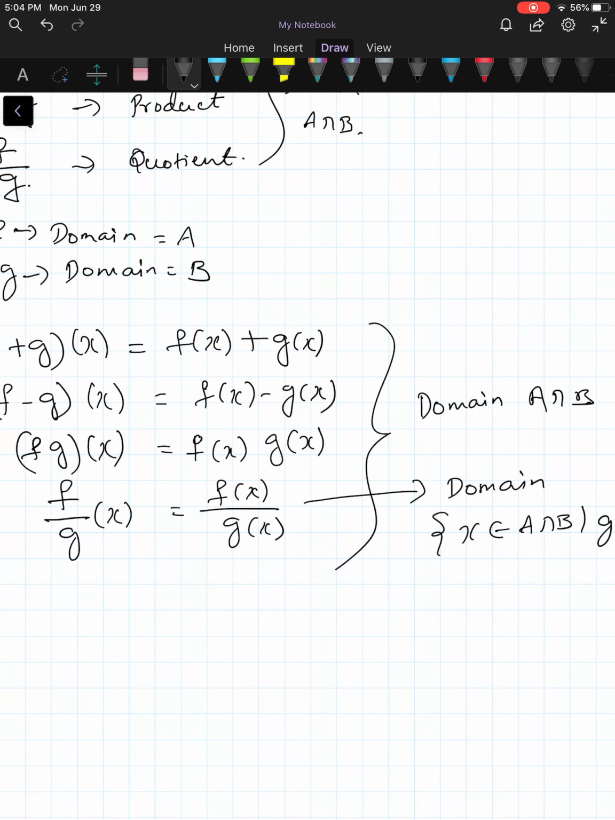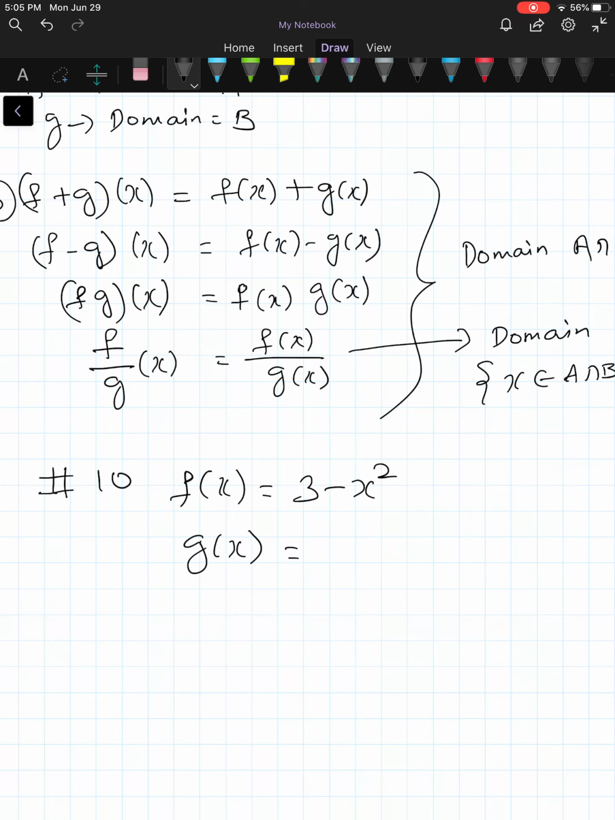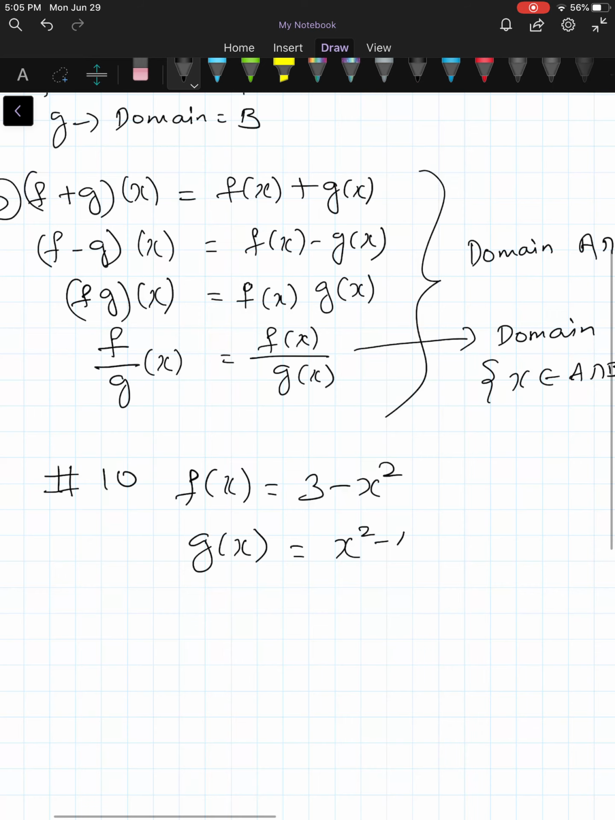So let us do some examples so that you will understand how to perform the operations. This is exercise number 10 in your book. You are asked to combine functions, that is, find f plus g, f minus g, fg and f divided by g and also their domains. Number 10 has f of x equal to 3 minus x square, and g of x is x square minus 4.